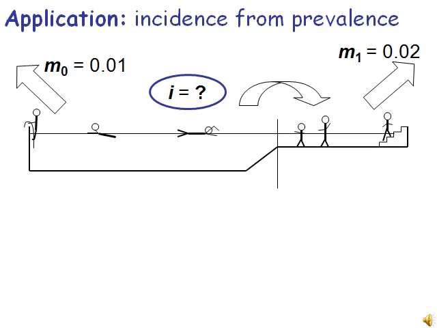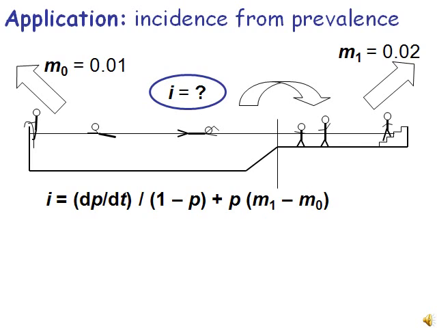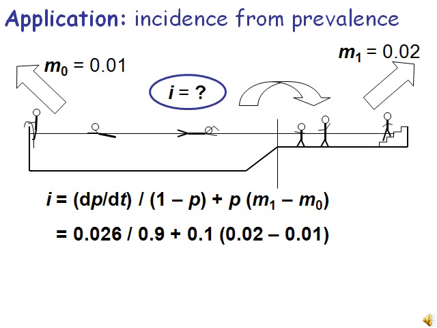Now we go back to the problem of deriving the incidence from prevalence at 2 points in time. Let's change the example such that we don't know what the value of the incidence is. With some algebra, we can solve the equation for the incidence. As we have observed the 2.6% change in the prevalence, we can fill in the numbers and find that the incidence equals 0.03. This is exactly the value we have used for setting the example up.